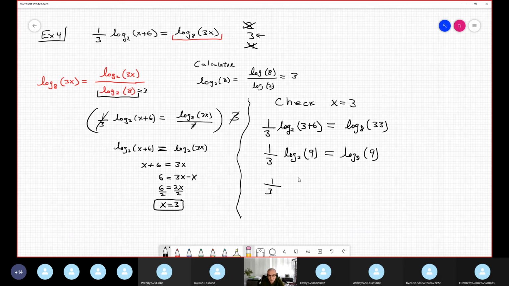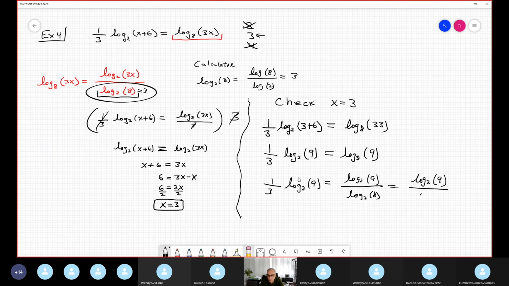Remember, 1/3 logarithm base 2 of 9 is equal to, I change the base of this logarithm, like a 2, and divided by logarithm base 2 of 8, that we computed before. I don't want to do it again, that's 3. This is logarithm base 2 of 9 divided by 3. And it is obvious that this thing is equivalent to this. Therefore, it's true, and the solution is 3.